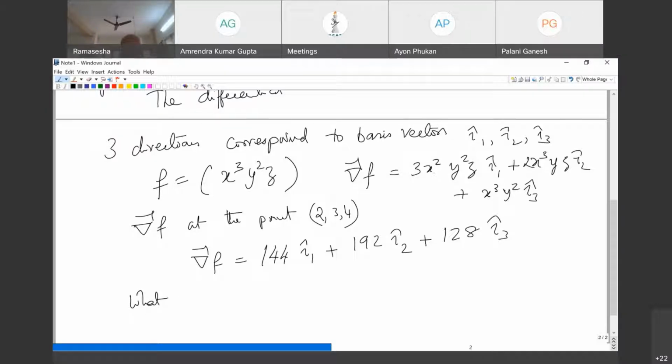Now you want to find out what is the differential. Tell me, which one is it, the coefficient of I1 or I2? I3. I3 is 2 cubed is 8, right? And y squared is 9. So 8 times 9, 72.